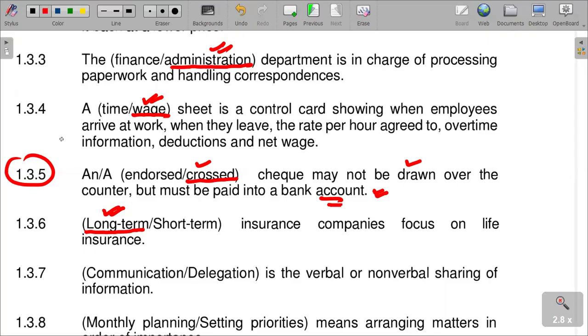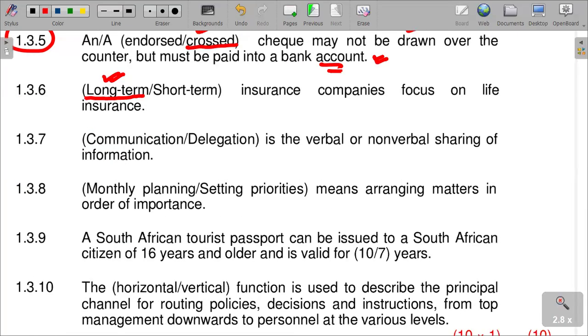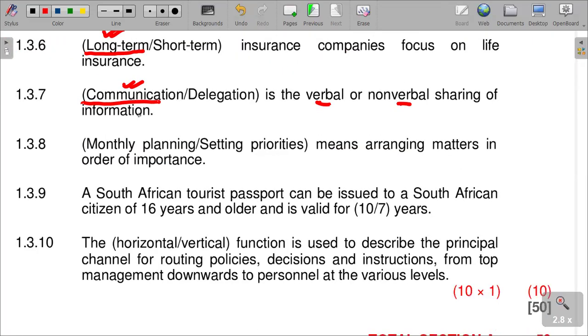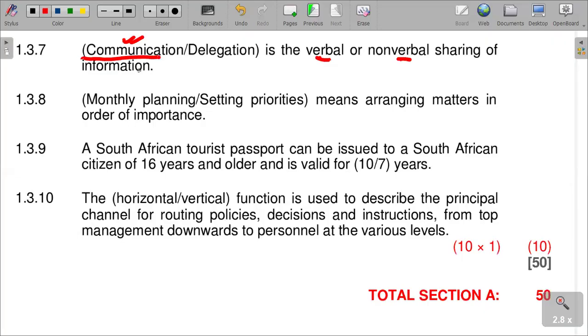Number 7, dash is the verbal or non-verbal sharing of information. Communication is verbal or non-verbal. I'm sure you remember the definition of communication: it can be verbal or non-verbal. Delegation, we said, is the sharing of organizational tasks in order for them to be performed and shared among different persons in an organization. So communication is verbal and non-verbal. We share information by communication.